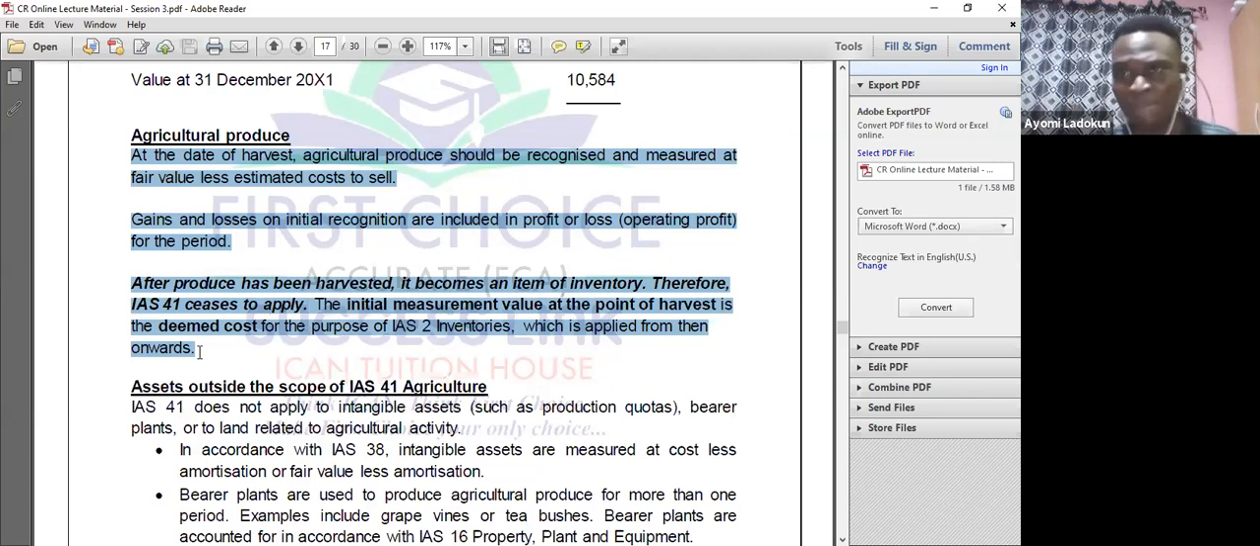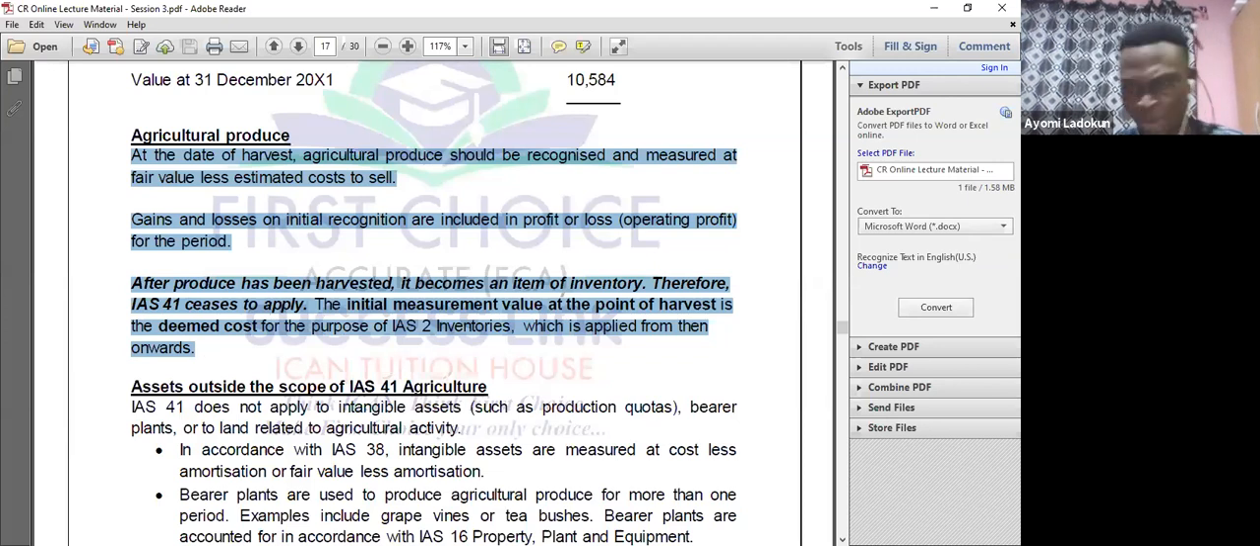All you need to tell the examiner is that at the point of harvest, agricultural produce should be recognized and measured at fair value less cost to sell. Gains and losses on initial recognition are included in the profit or loss account. After produce has been harvested, then agricultural produce becomes an item of inventory. Therefore, IAS 41 will not apply again. So the initial measurement value at the point of harvest is now the deemed cost for the purpose of IAS 2 inventory. It's as simple as that.